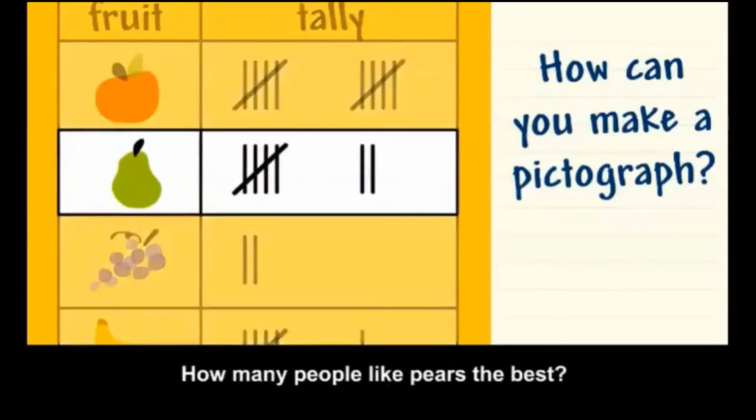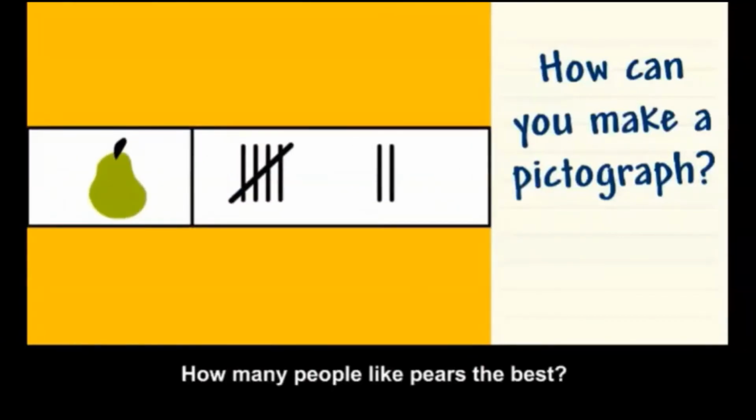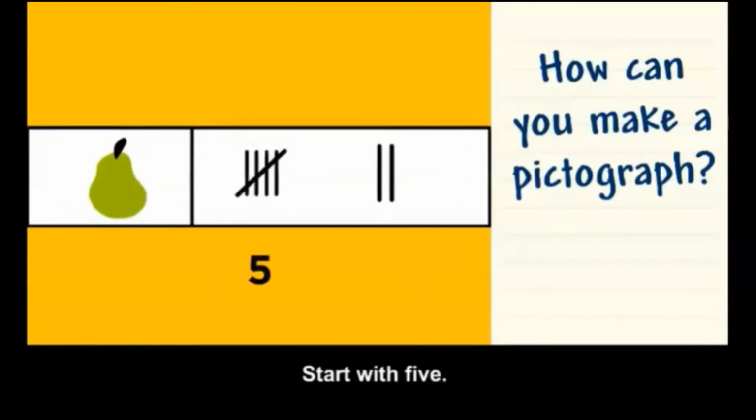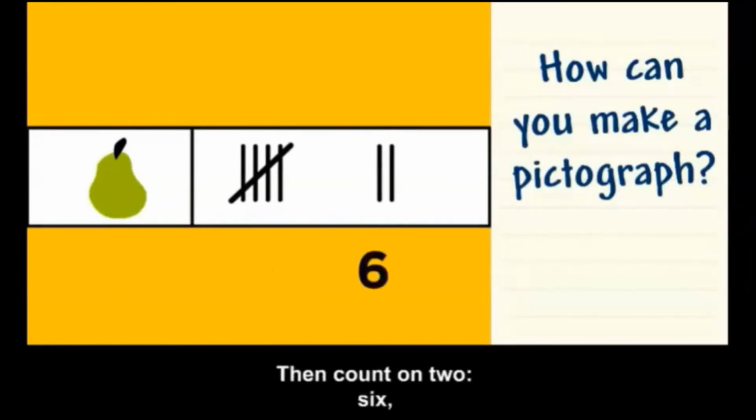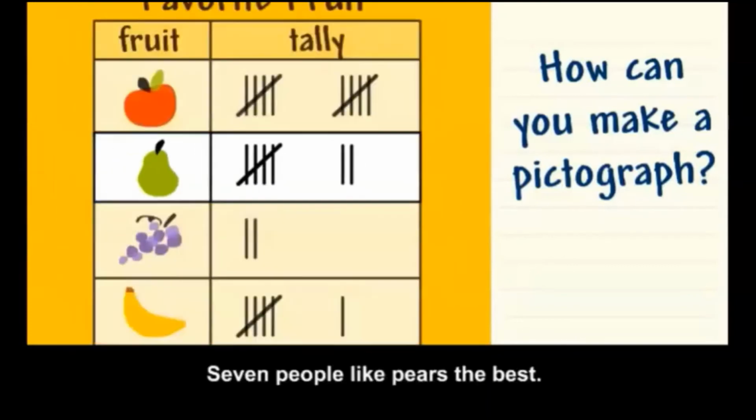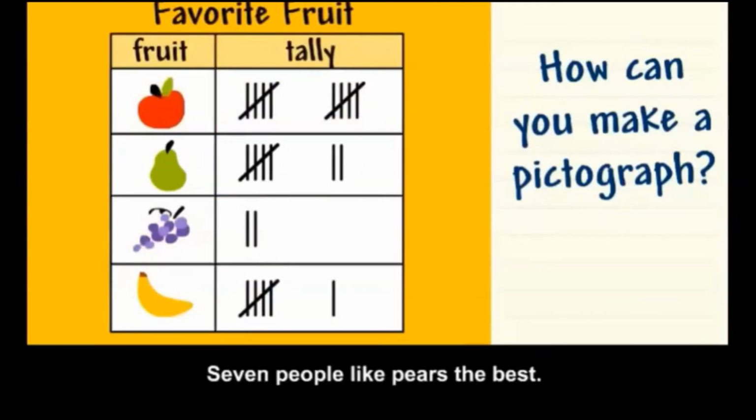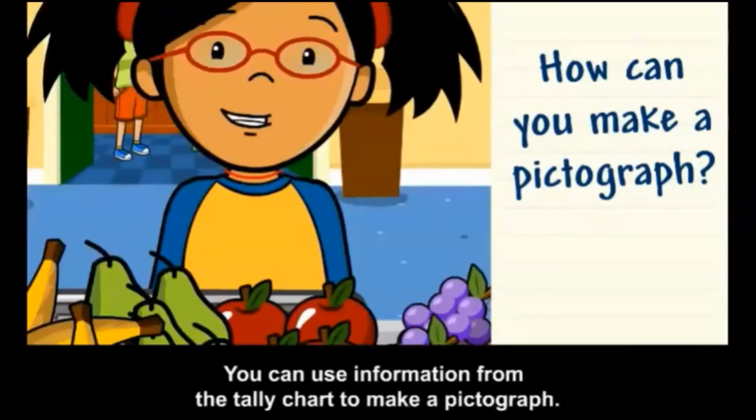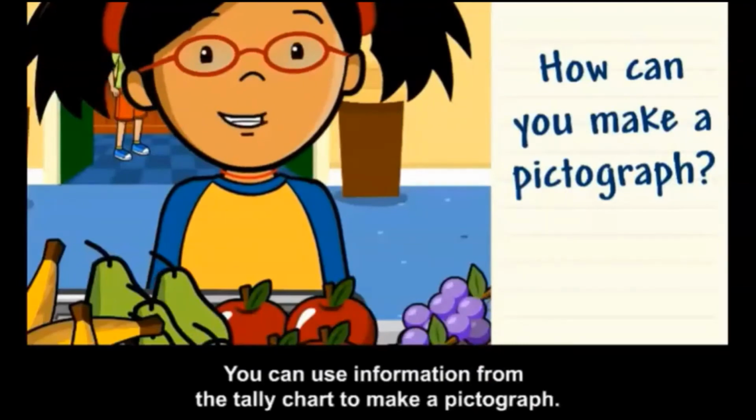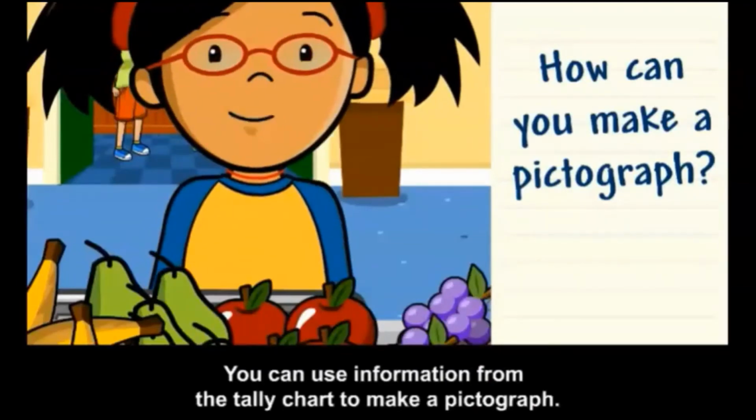How many people like pears the best? Start with 5, then count on 2, 6, 7. 7 people like pears the best. You can use information from the tally chart to make a pictograph.